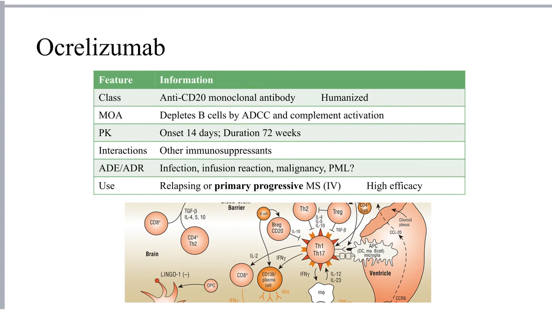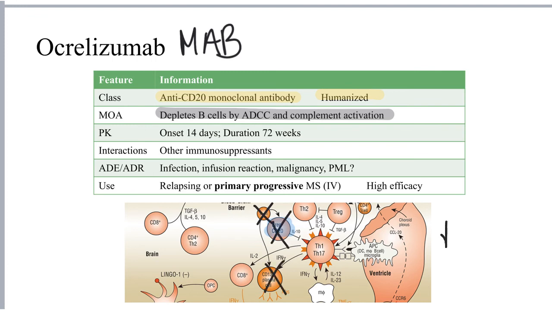The last monoclonal antibody indicated for use in MS is ocrelizumab. Ocrelizumab is a humanized monoclonal antibody that is directed against the CD20 cell surface protein. CD20 is a cell surface protein that is specific to B cells, and therefore ocrelizumab depletes B cells from circulation by both antibody-dependent cellular cytotoxicity, or ADCC, and the activation of the complement system.